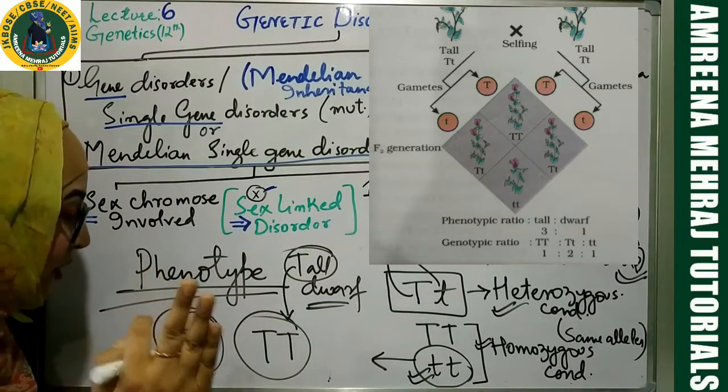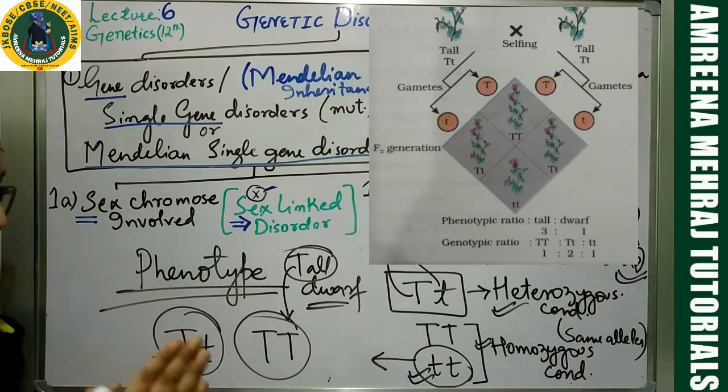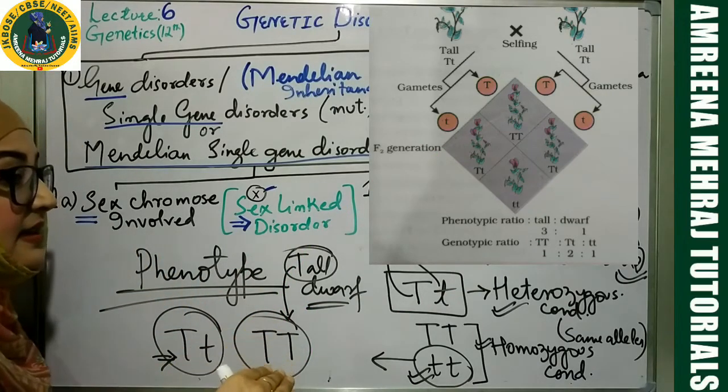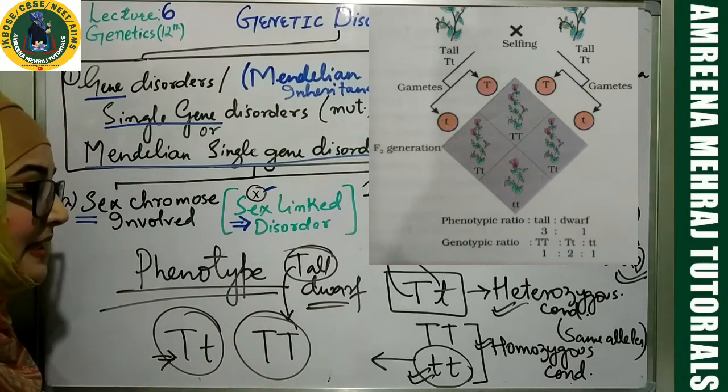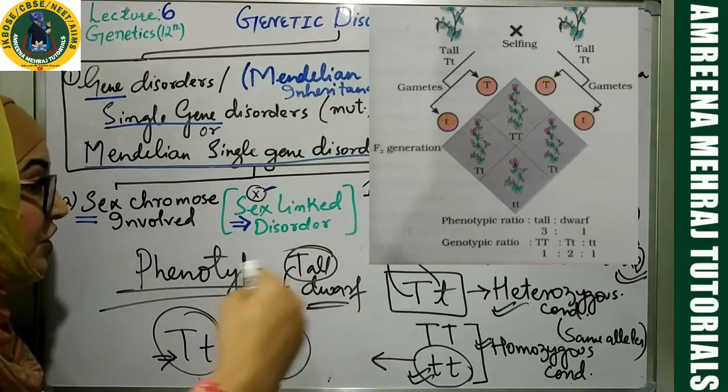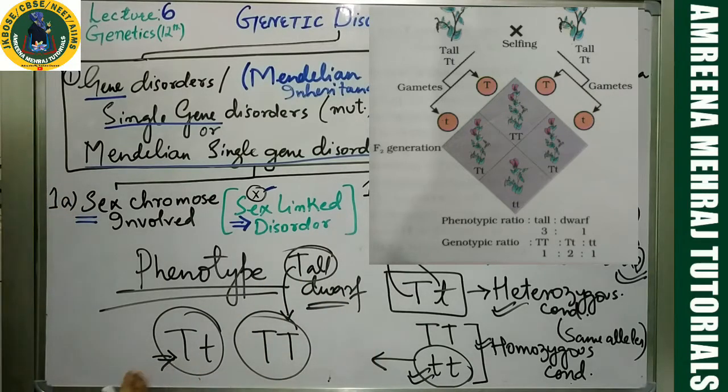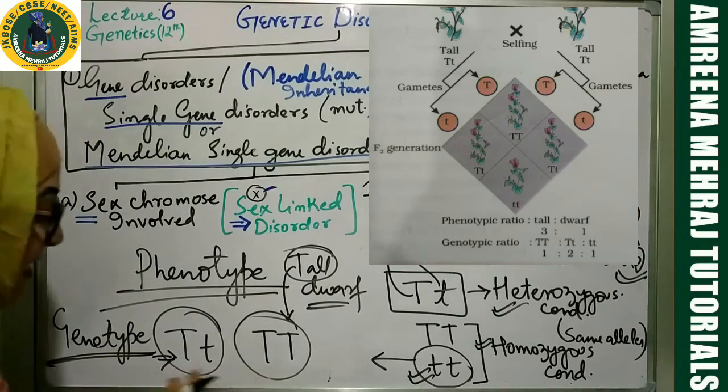You are getting my point or not? That means whatever the phenotype of an individual is, it's not necessary that you can decide the genotype out of that. Genotype could be different. These representations represent the genotype of an individual. In a nutshell, I'm giving you this information. So these two represent the genotype.